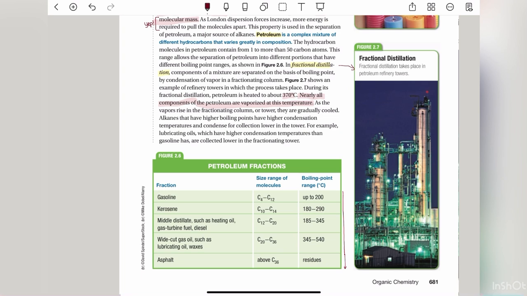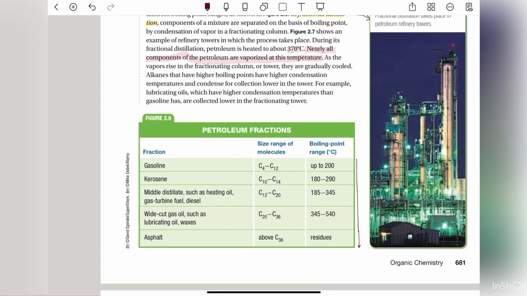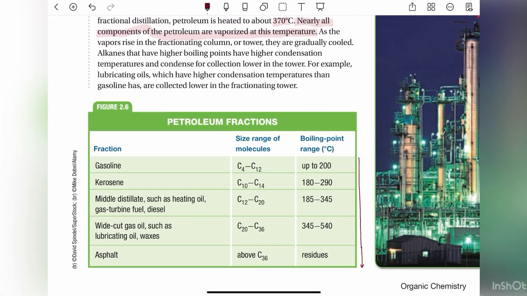Let's start with the fact that petroleum is a complex mixture of different hydrocarbons. And different hydrocarbons vary in composition, which means that they will all have a different molecular mass, and so they'll have a different strength of London dispersion forces, and consequently a different boiling point. So it's a mixture of all kinds of hydrocarbons. And so when this mixture of different hydrocarbons is boiled, the individual fractions of petroleum will boil at different times, at different temperatures. Gasoline will boil faster than kerosene, and then kerosene will boil faster than diesel or middle distillate.